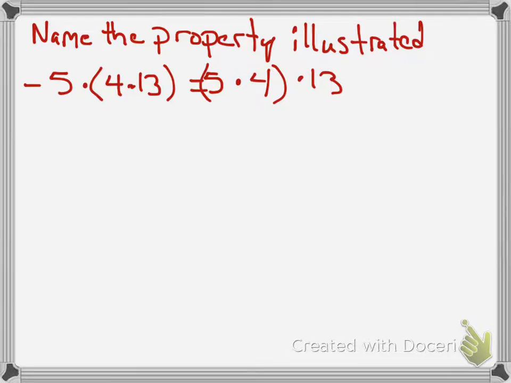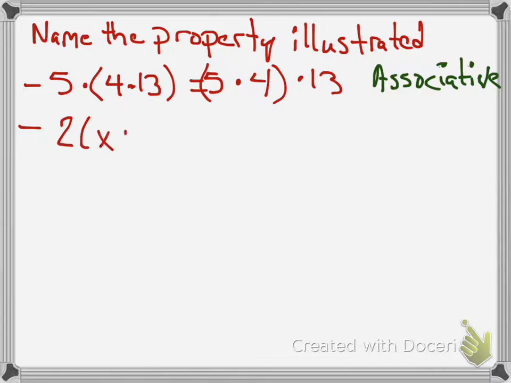Okay, so here I have 5 times 4 times 13 with the 4 and 13 in parentheses, but then I move the parentheses to the 5 and the 4. So I'm just changing basically the position of the parentheses. That is known as associative property. Okay, commutative would have moved the numbers around.